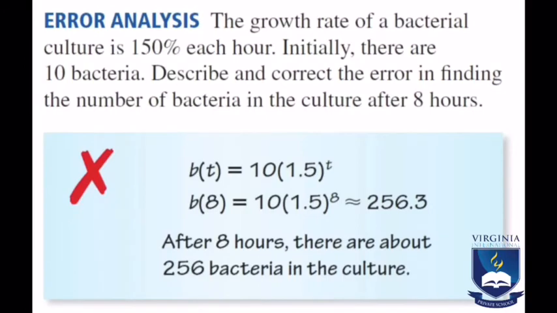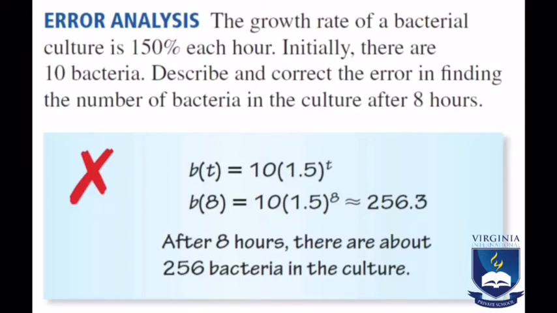In this example, we are going to be focusing on exponential growth. The question asks, the growth rate of a bacterial culture is 150% each hour. Initially, there are 10 bacteria. Describe the correct error in finding the number of bacteria in the culture after 8 hours.